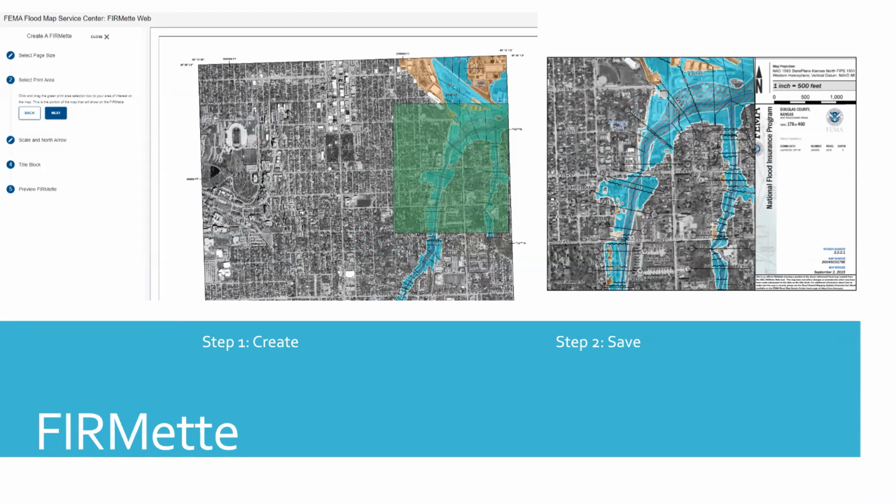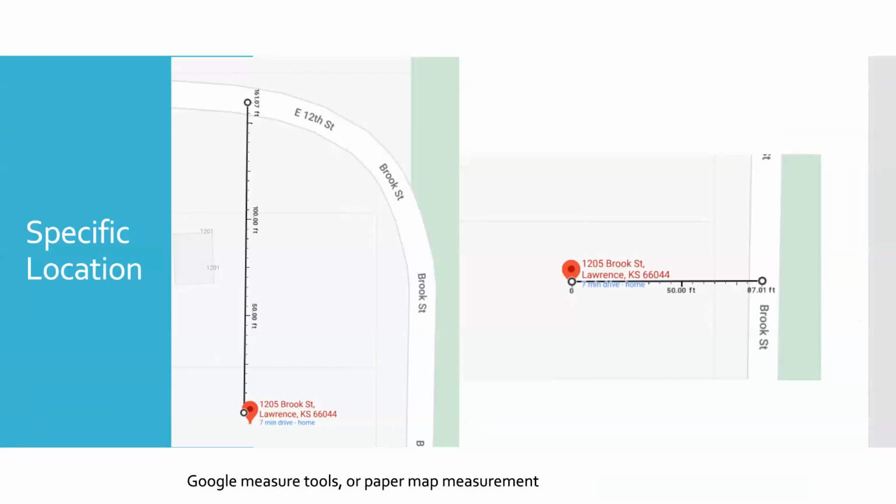They just released this newer version last week, so I went in and redid my FIRMette. So you select a page size, whatever you're comfortable with, and then you go down and select your print area. They give you this green box, and you just drag and drop it over the area that you want. And then you hit the next button, that blue button on the left, and it takes you down to the scale and north arrow. So it gives you another box to drag and drop over the scale and north arrow, and then over the title block. So you can get all of the information from the FIRM panel that you want on a much smaller and closer range, so it's easier to work with your specific site of interest. And then you just save it as a PDF or as an image file.